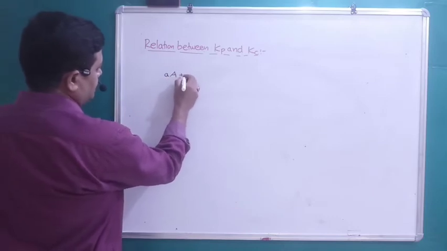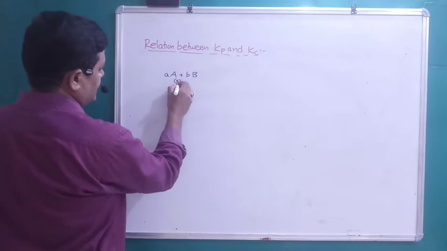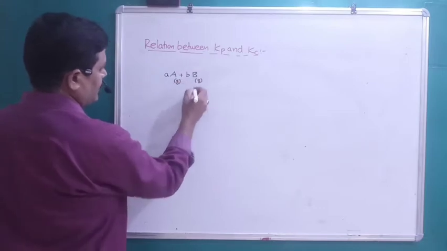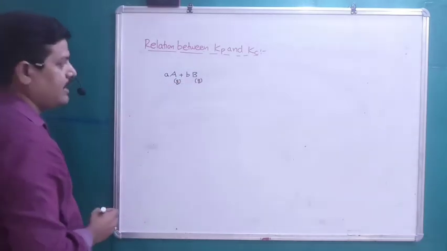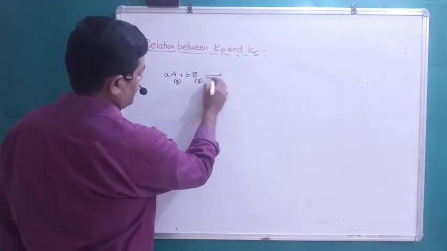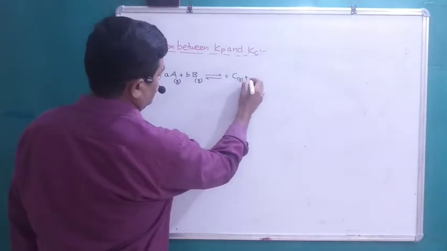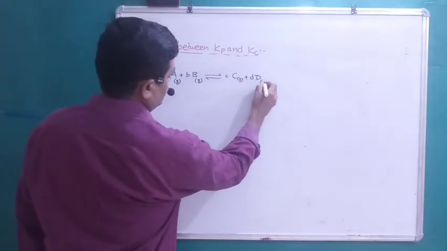aA + bB. Assume all the gases are involved in the reaction: A gas plus B gas, which is in equilibrium with cC gas plus dD gas.